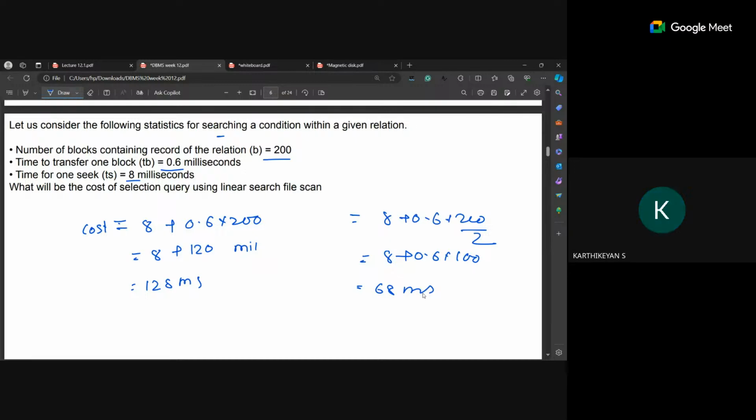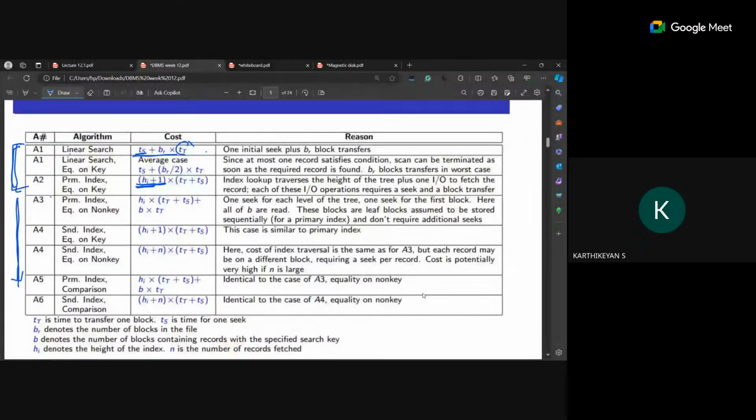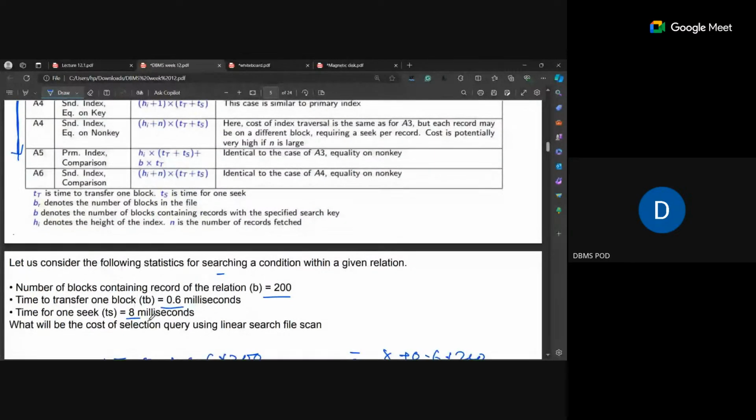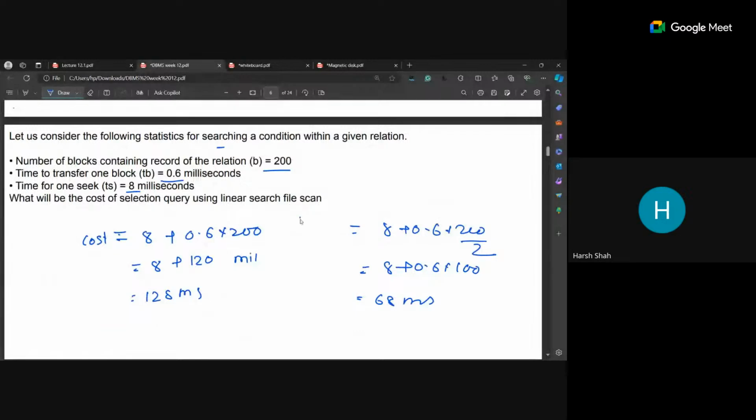Can we do the third one? What will it be for A3? A3 is the primary index, but then you have to mention the height and all the other things. They will give the height. Here, do we take the average case or the worst case? This is called average case. Average case on key. If it is the key, that will be mentioned in the question. And this is called linear search.